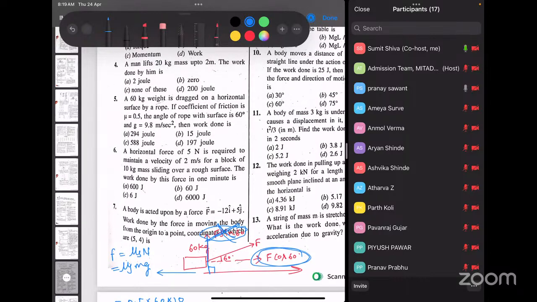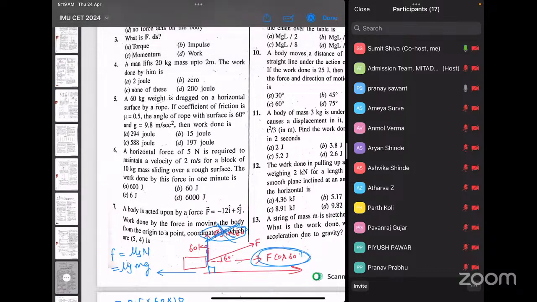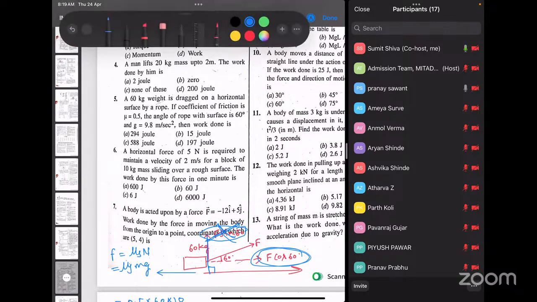What about the displacement? A 60 kg weight is dragged on a horizontal surface by a rope. If the coefficient of friction is this, and the angle of the rope with the surface is 60, then the work done is what? Any idea? How could you find out the displacement? Nothing is given to me. No velocity is given.